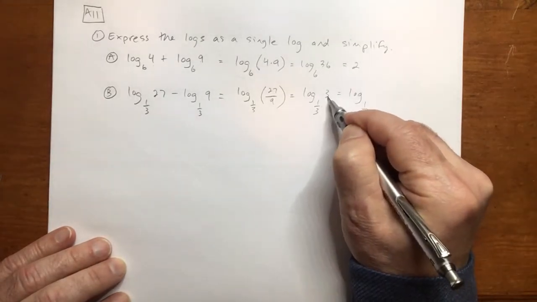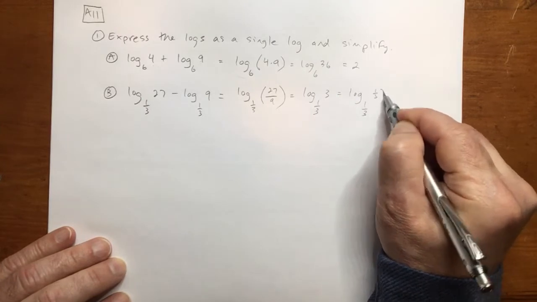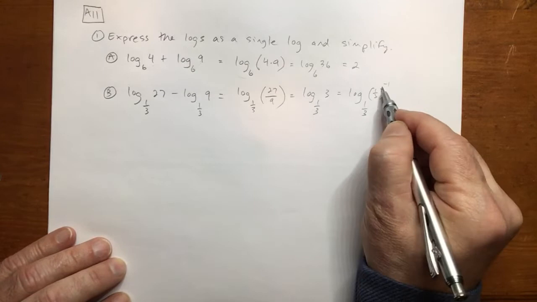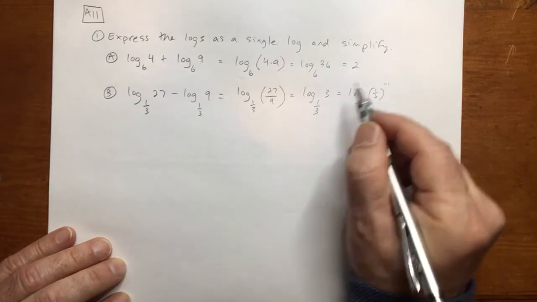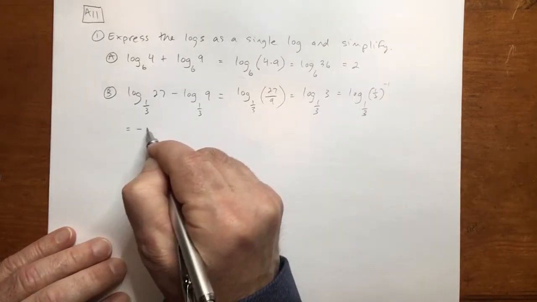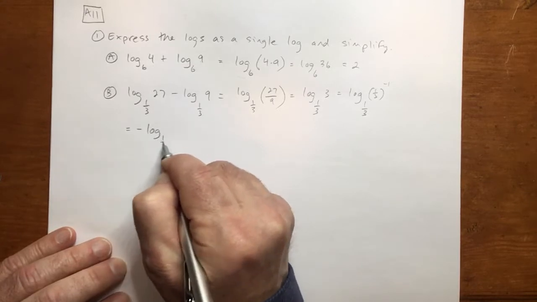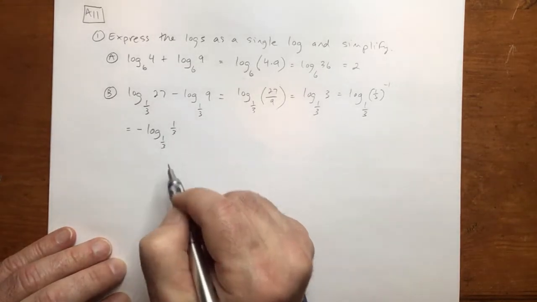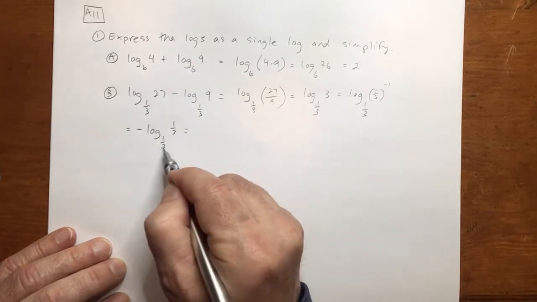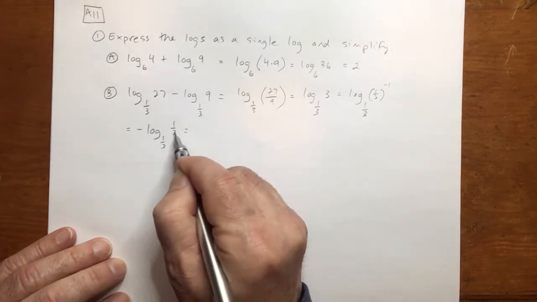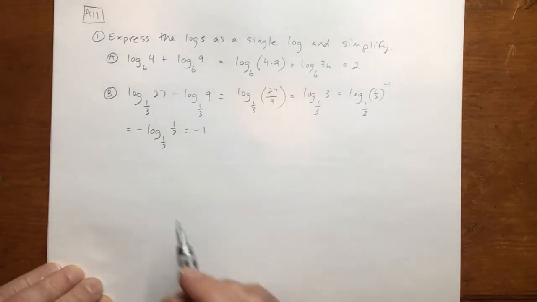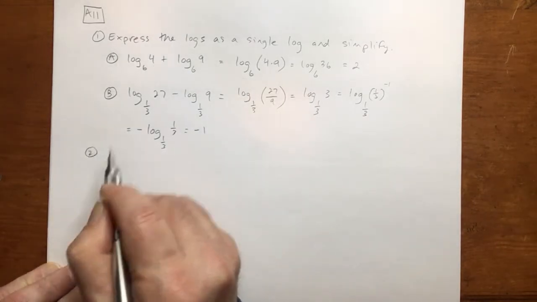I can make this 1/3 to the -1st. I can bring this exponent out in front, just -1. And then all of a sudden I have another log property, one of the most basic ones. Log base b of b is 1, and so I did end up with -1. Okay, the next kind of problem is to do the opposite.